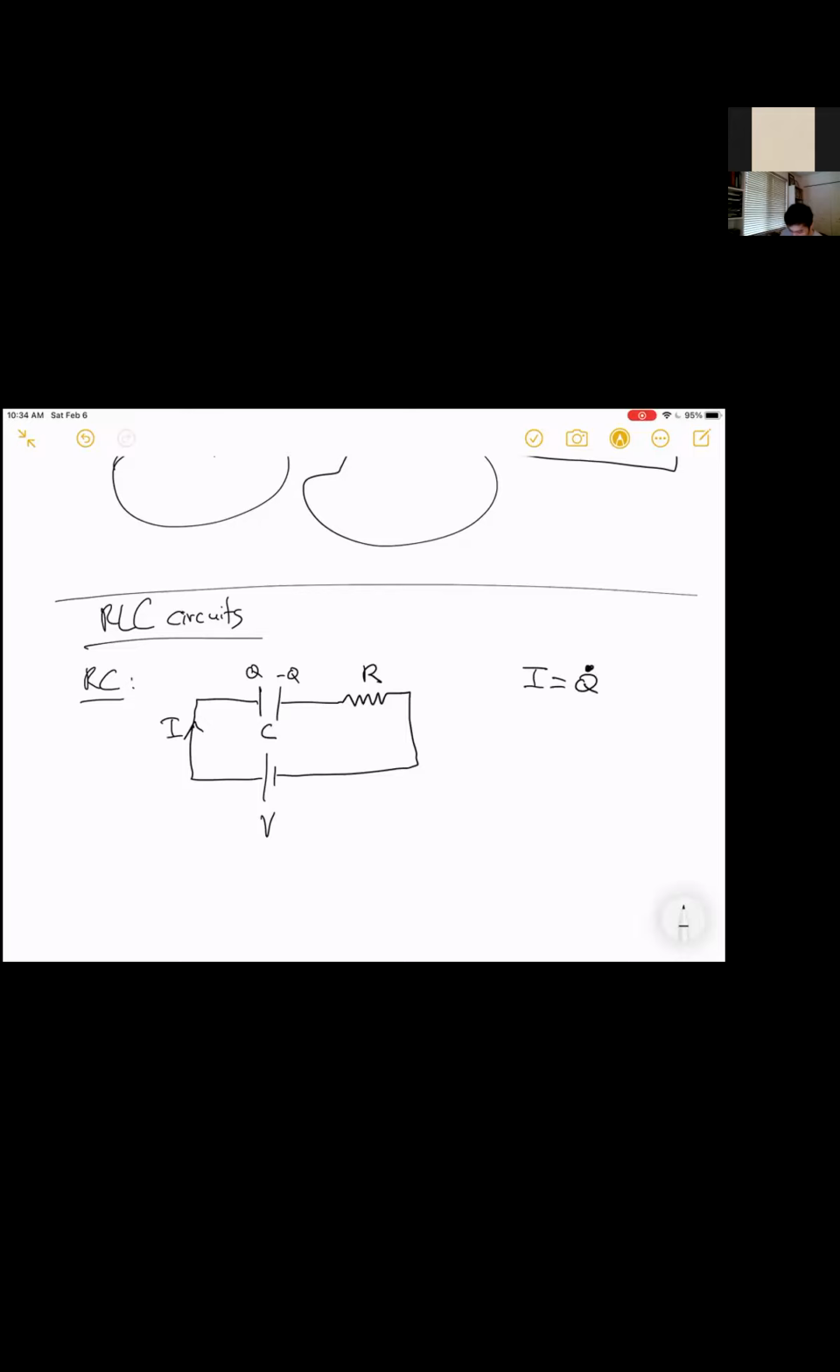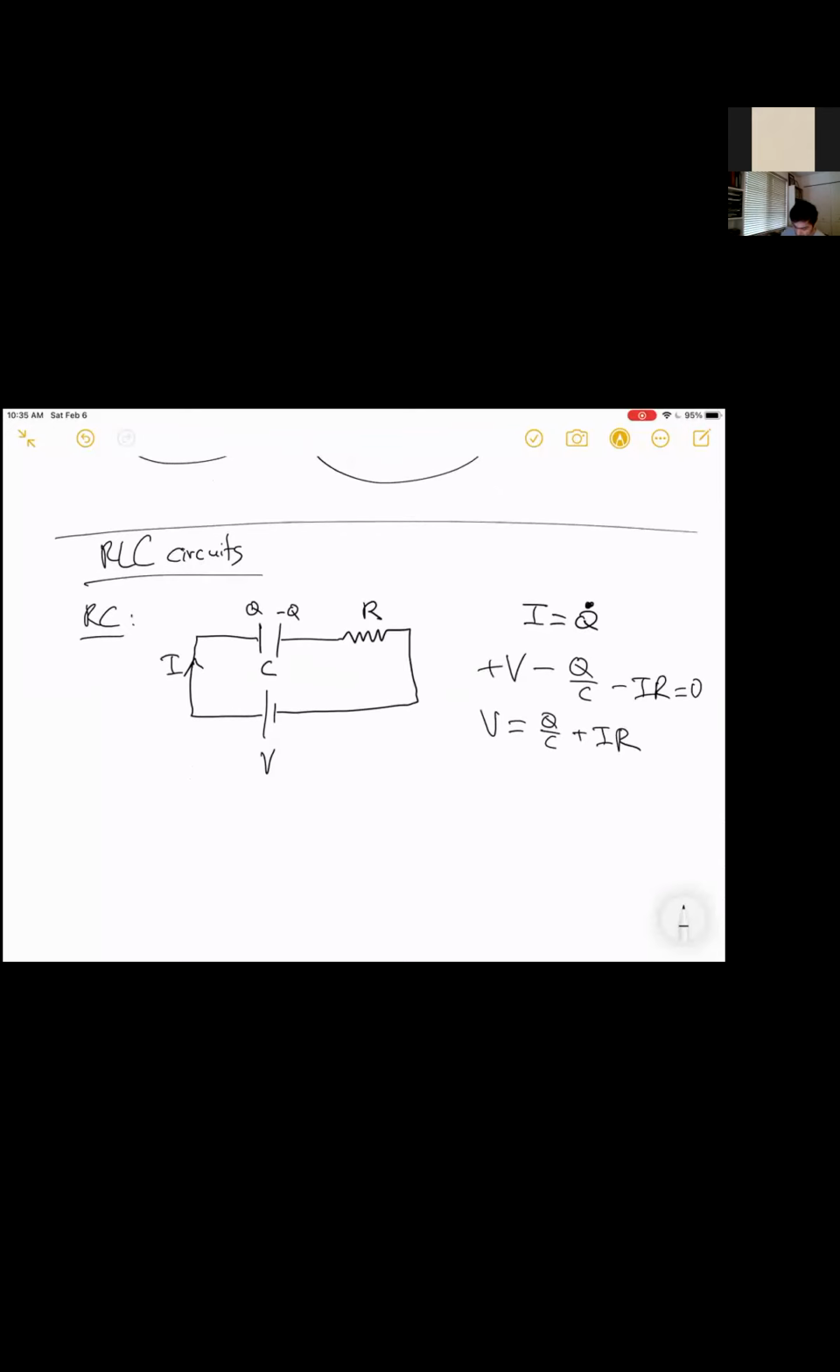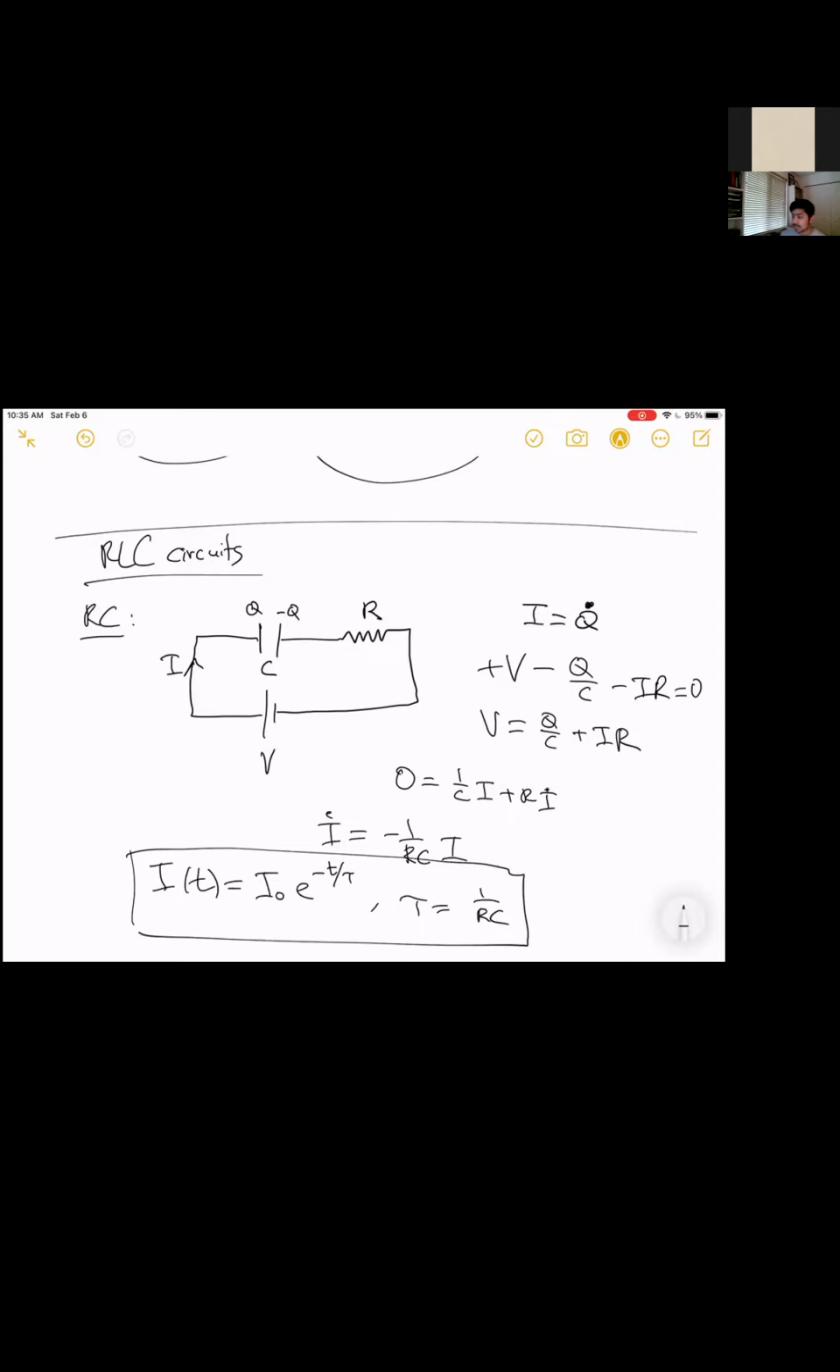Now if we track voltages going in a counterclockwise direction, we get plus V from the battery. From the capacitor, we get a negative Q over C voltage drop, because we're going from the positive plate to the negative plate. And then we get an IR drop from the resistor. Therefore we have V equals Q over C plus IR. If we take the derivative of this equation, we get zero equals I over C plus R I dot, so in particular I dot is equal to negative one over RC times I. It's easy to see that this implies I of t is equal to I0 e to the negative t over tau, where tau is defined to be RC. So it's a decaying exponential from this differential equation. That's what happens in an RC circuit.